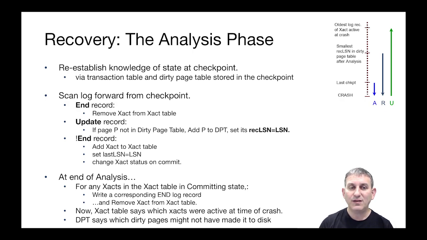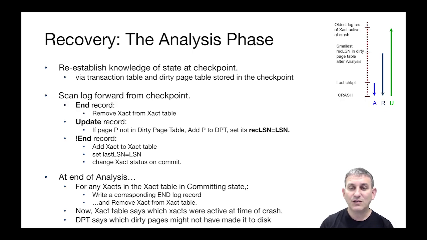If we see an update record in the log, and its page is not in the dirty page table, well, it was dirty at that point. So we add it to the dirty page table and we set the recLSN to be the LSN we're currently scanning. And if it's any other kind of record than an end record, including an update record or any other kind, we add the transaction to the transaction table if it's not there. We set the lastLSN of the transaction to the current LSN we're looking at. And of course, if we see a commit record, we change the transaction status to committed.